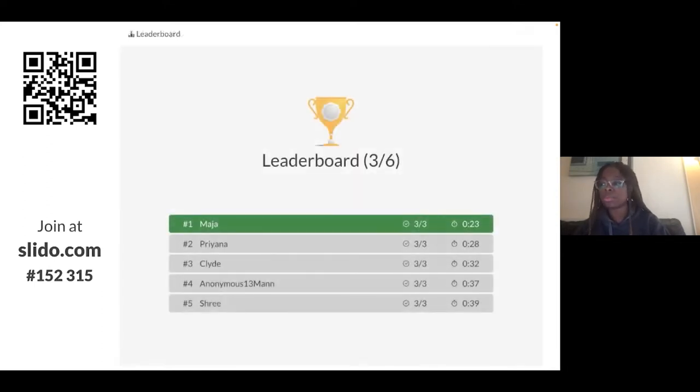Now, if you look at the leaderboard, Maha is still on top with 23 seconds, really fast fingers, well done. Then we have Priyana with 28 seconds, second place. Clyde still hanging in there, 32 seconds. Anonymous Man has moved up to fourth place with 37 seconds. And welcome, Shri, to the leaderboard. You're in fifth place with 39 seconds.